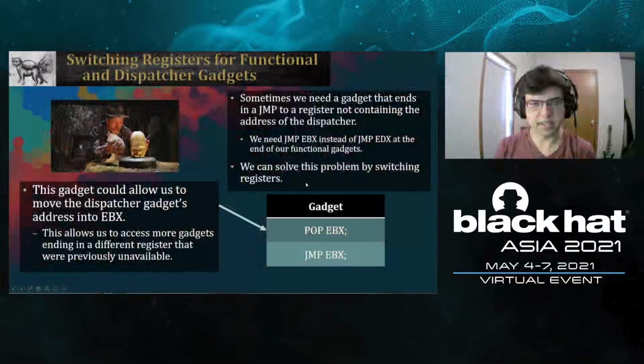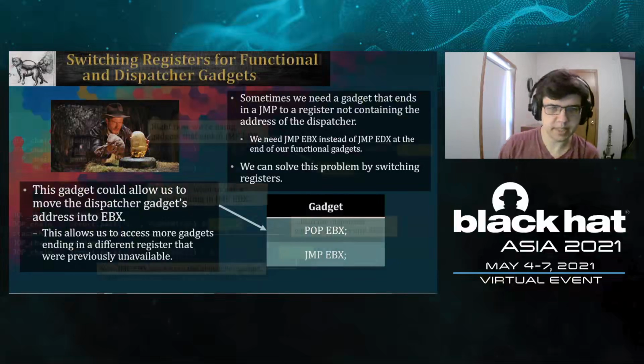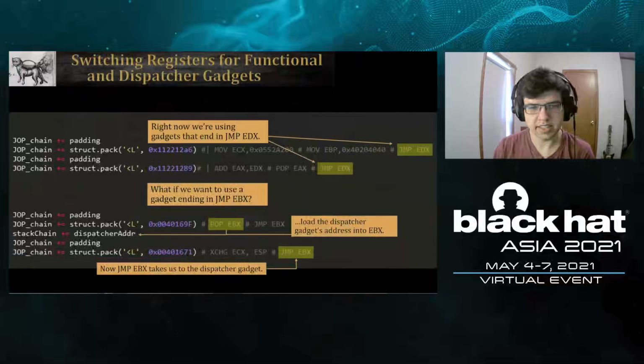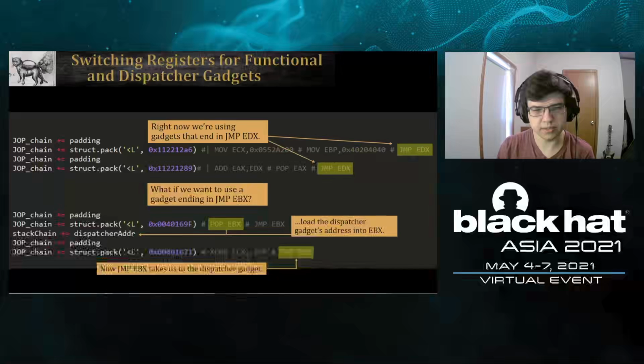So first on our list of topics here, we have switching registers for your functional and dispatcher gadgets. One reason we might want to switch registers for your dispatch gadget is because if we have our gadgets ending in jump EDX, with the EDX storing our dispatcher gadget, but we have another gadget which we may want to use that ends in a jump EBX, that EBX gadget is off limits currently because EBX will not bring us back around to our dispatcher gadget. In order to fix this, we can perform a pop EBX, popping that dispatcher gadget's address into EBX, and now once we perform jump EBX, we will return to our dispatcher gadget.